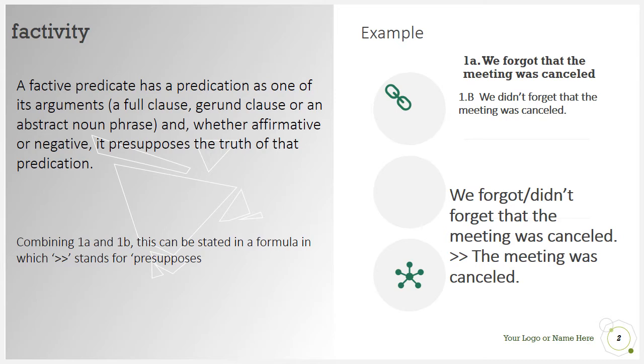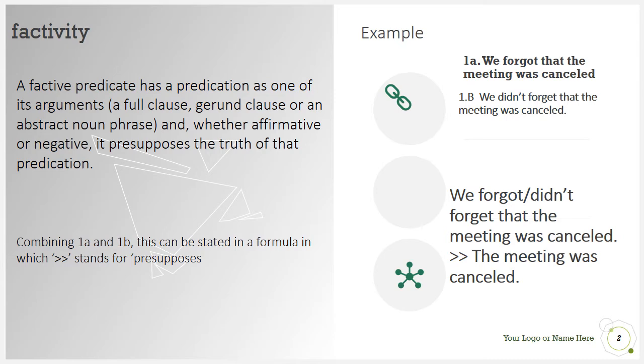A factive predicate has a predication as one of its arguments, a full clause, a ground clause, or an abstract noun phrase. Whether affirmative or negative, it presupposes the truth of that predication. For example, we forgot that the meeting was cancelled, and we didn't forget that the meeting was cancelled.